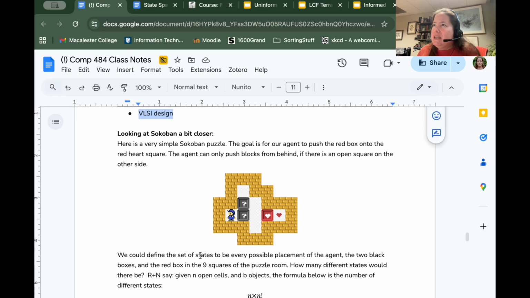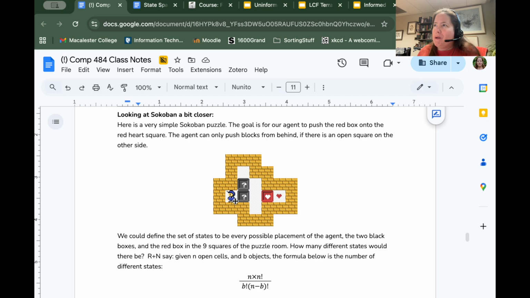What I want to do is to take a little bit of a closer look at the Sokoban puzzle. So here we have our agent. It wants to push the red box over here onto the white square that has a heart on it, but it has these two blocks in the way that it needs to move out of the way. So this is a single state. It happens to be the initial state for this particular puzzle.